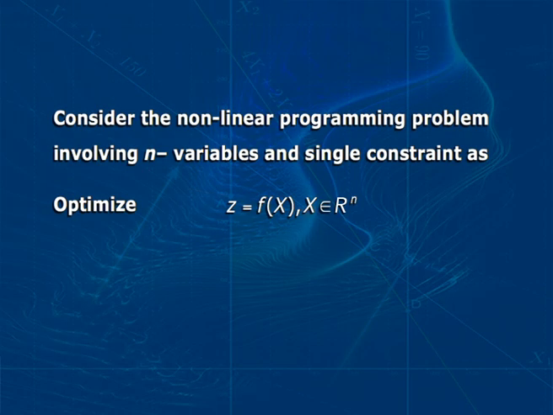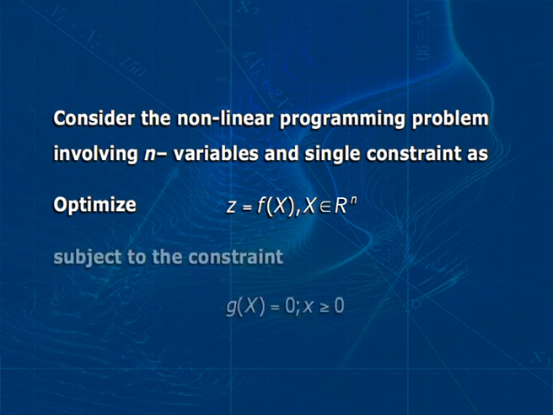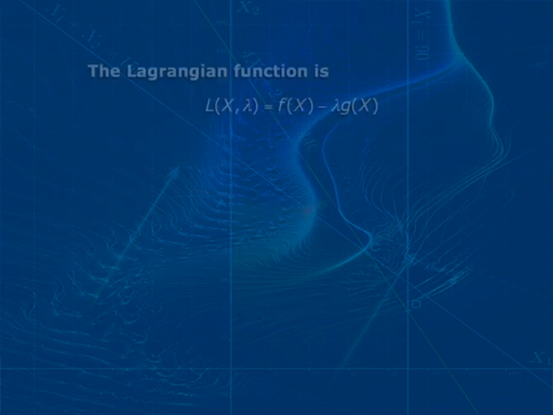When the concavity of the objective function is not known, we have the following steps. Consider the non-linear programming problem involving n variables and a single constraint as: optimize z equal to f(x), where x belongs to R raised to n, subject to the constraint g(x) is equal to 0, where x greater than or equal to 0. The Lagrangian function is L(x, lambda) is equal to f(x) minus lambda g(x).